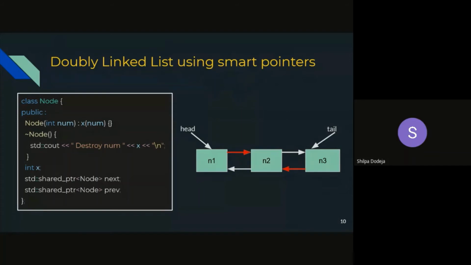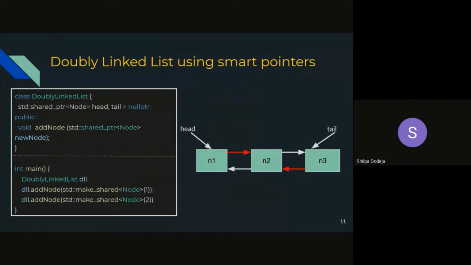I won't be able to use a unique pointer over here because N2 is being pointed to by two owners. If I use a unique pointer over here, it will give me a compiler error. So this is the perfect example of where you can use the shared pointer. Now, this is just a very trivial example. I have just created a doubly linked list. I have a head and a tail, which are also shared pointers because again, N1 will be pointed to by the head as well as the next pointer of N1, and the same goes for N3. N3 will be pointed to by N2 as well as the tail. So here as well, I have to use the shared pointer.